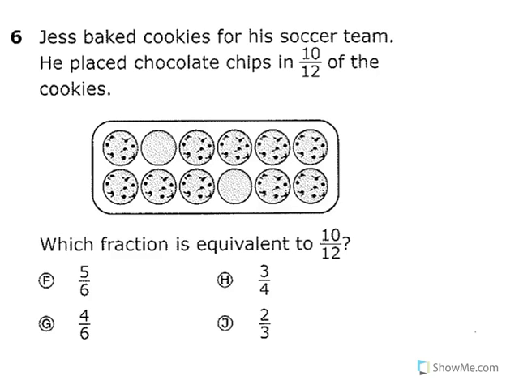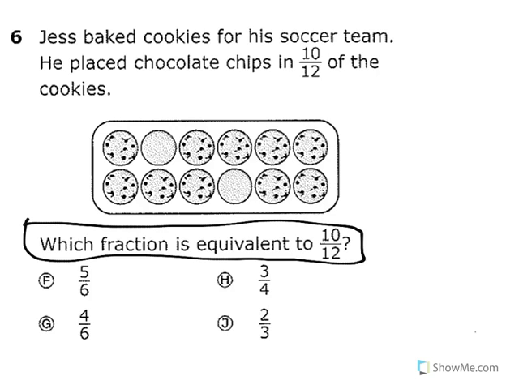Question number 6. Jess baked cookies for his soccer team. He placed chocolate chips into 10/12 of the cookies. What fraction is equivalent to 10/12? So we should find the fraction that's equivalent to 10/12. We're going to use a little different strategy on this. I'm going to try a regrouping. I'm going to regroup the cookies and put them into groups. I'm going to put these two in a group so they're equal size groups.